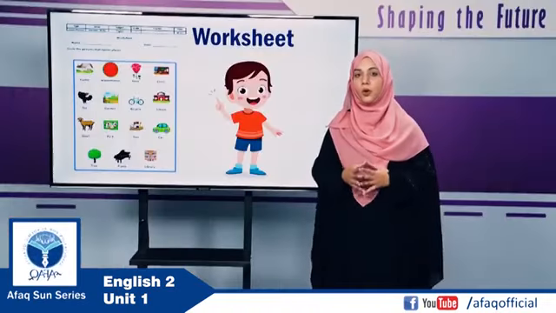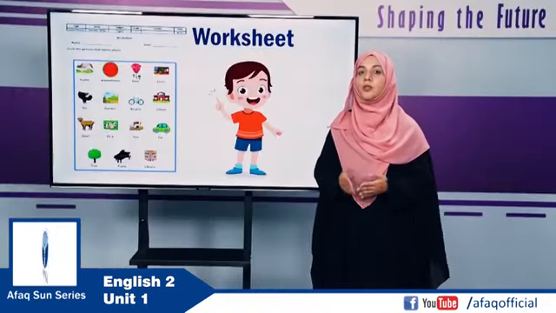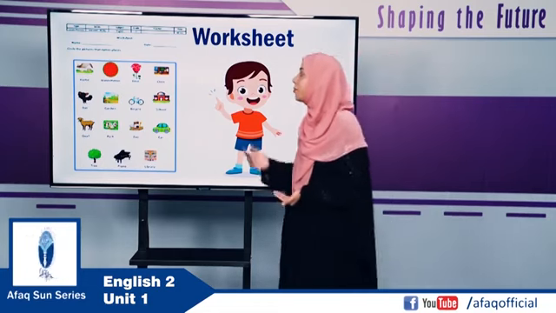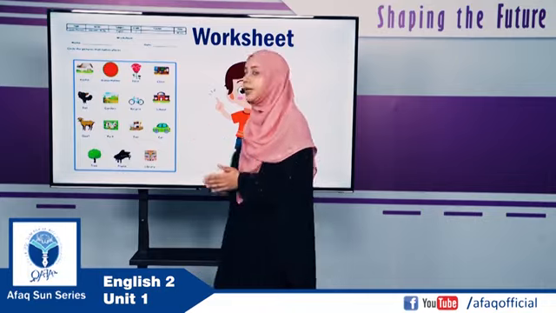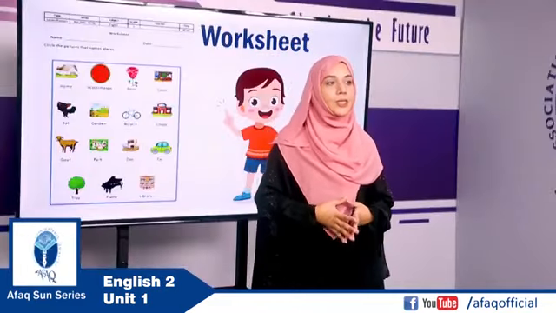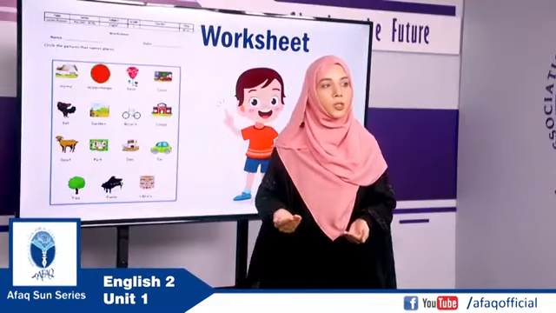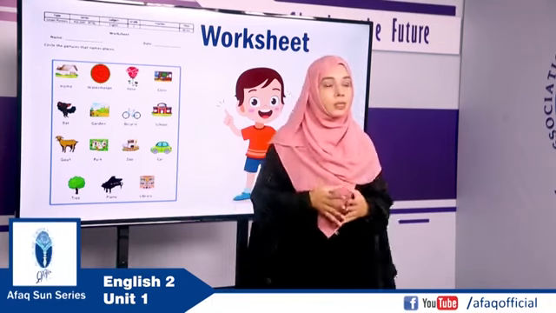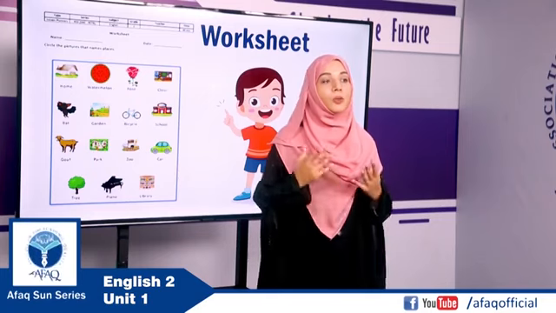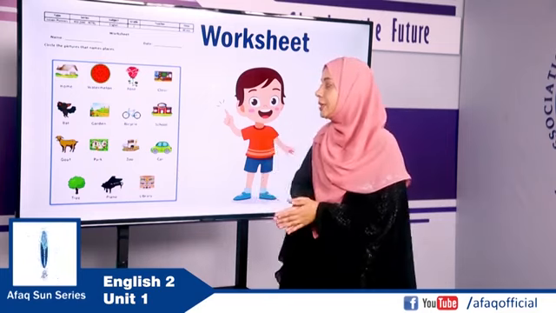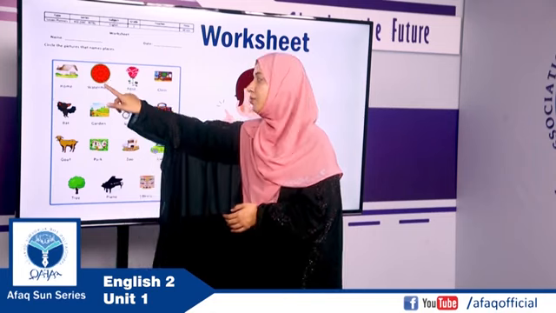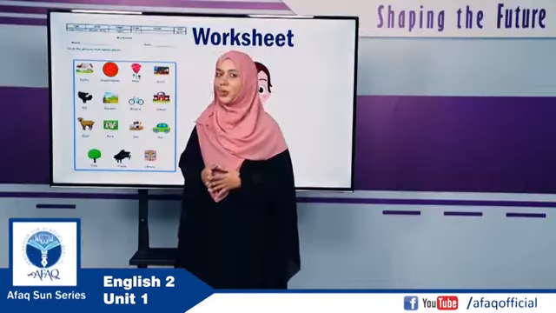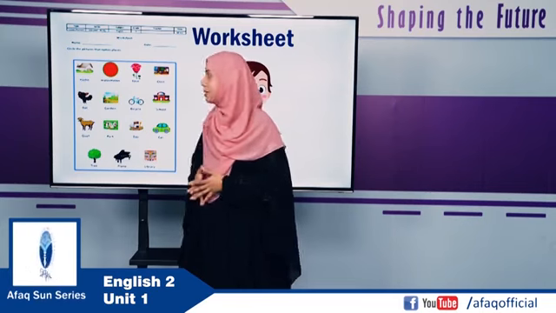Dear students, I hope that you have understood the concept of naming words. Now I want you to practice this concept further by completing this worksheet. In this worksheet, we have provided different naming words with their pictures. You have to look at these naming words and look at the pictures and circle the naming words for places only. For example, this is a watermelon. Is it a naming word for place? No, it is not the name of a place.